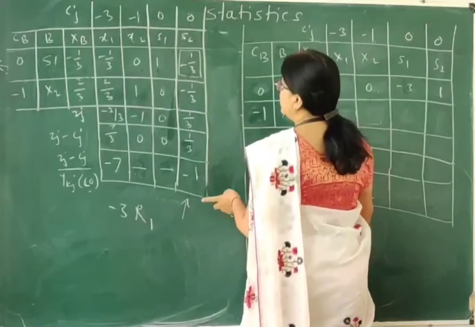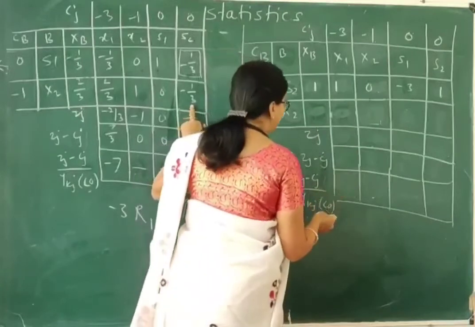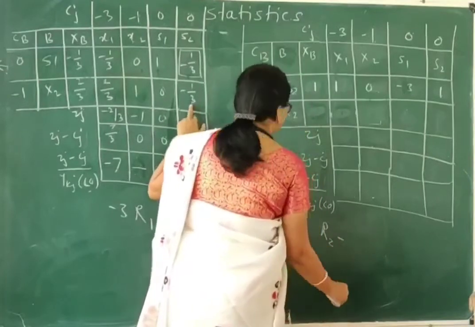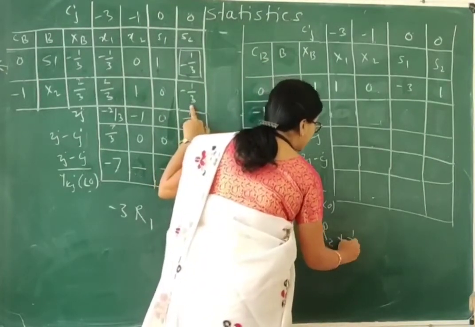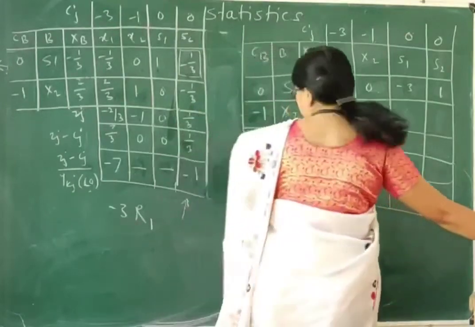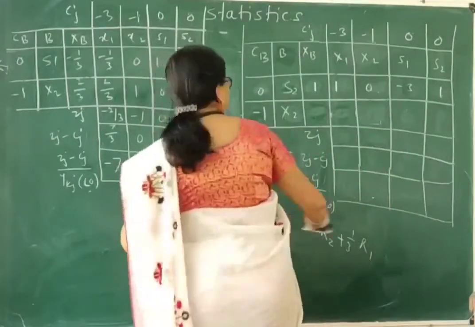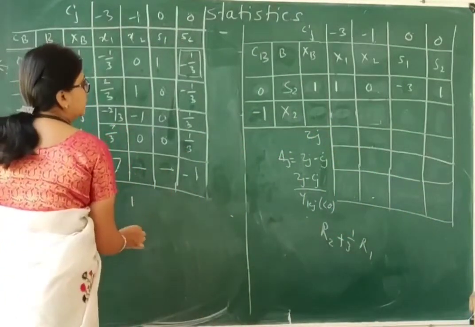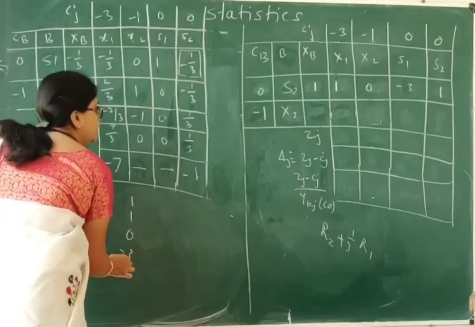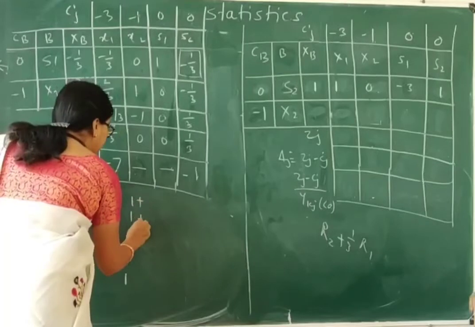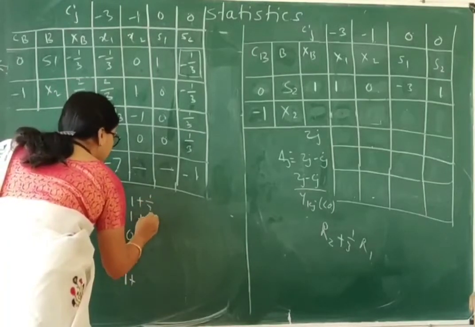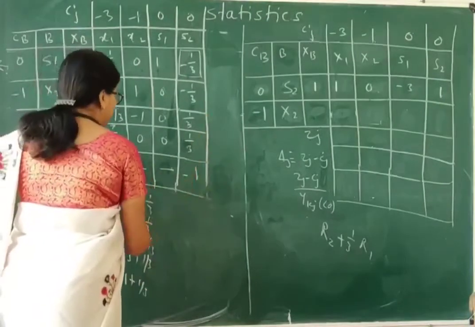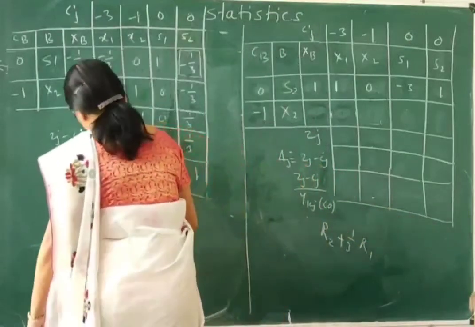Now, to transform this to 0, we have the transformation R2 plus 1 by 3 R1. So, let me do the calculation over here. One of the calculations I can do, and then the others you may perform yourselves. Actually, sorry, I have made a mistake.